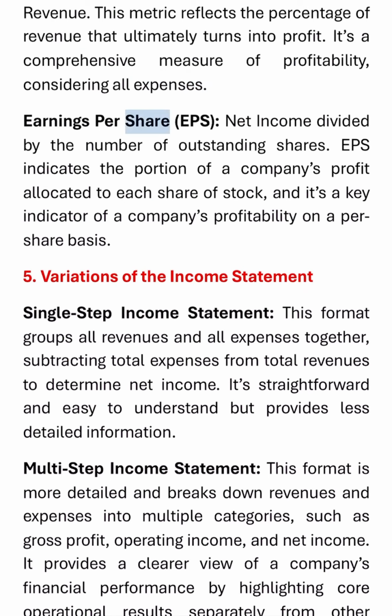Earnings per share, EPS. Net income divided by the number of outstanding shares. EPS indicates the portion of a company's profit allocated to each share of stock, and it's a key indicator of a company's profitability on a per-share basis.